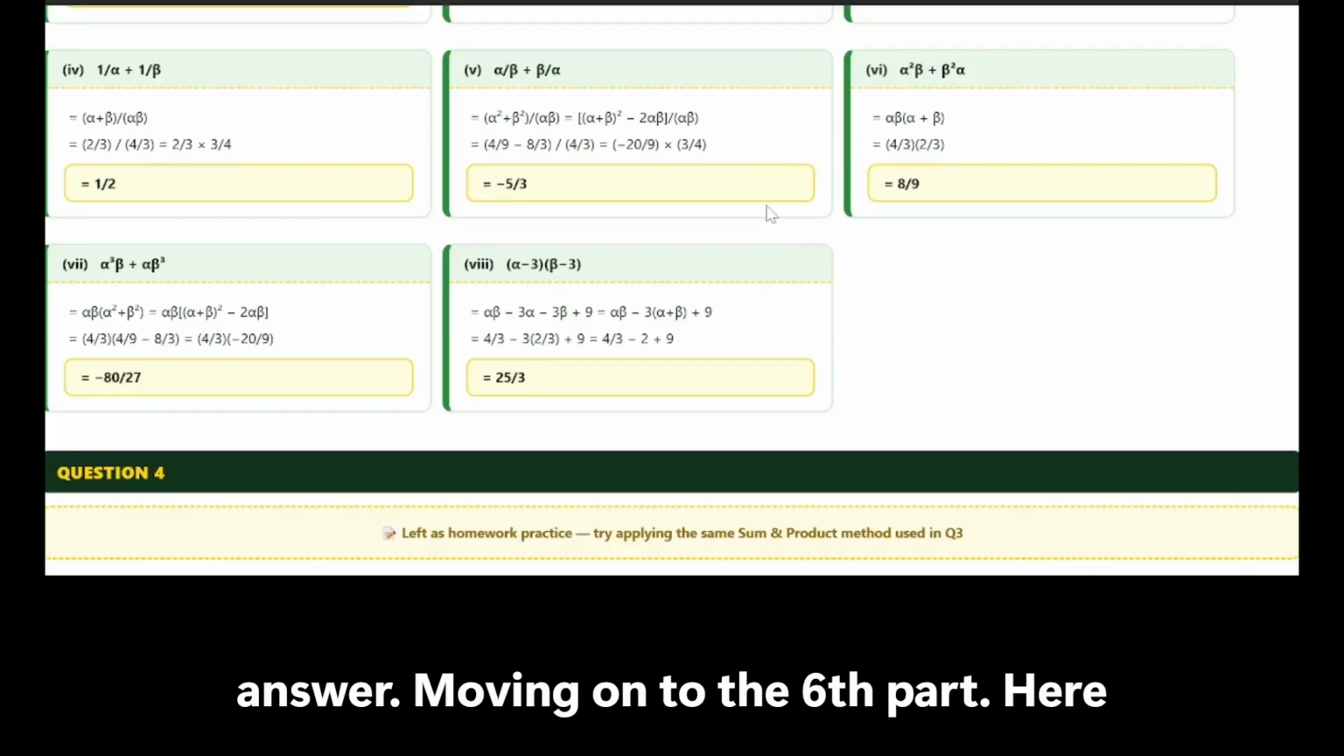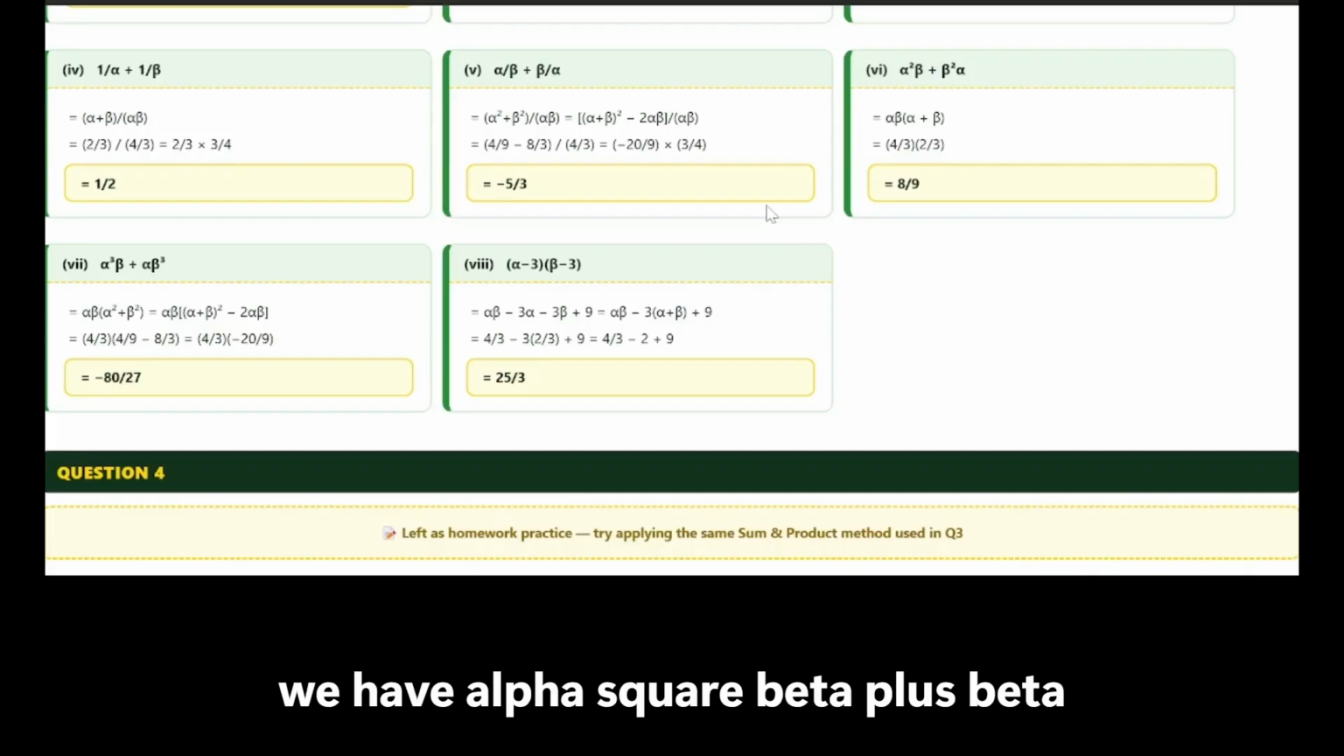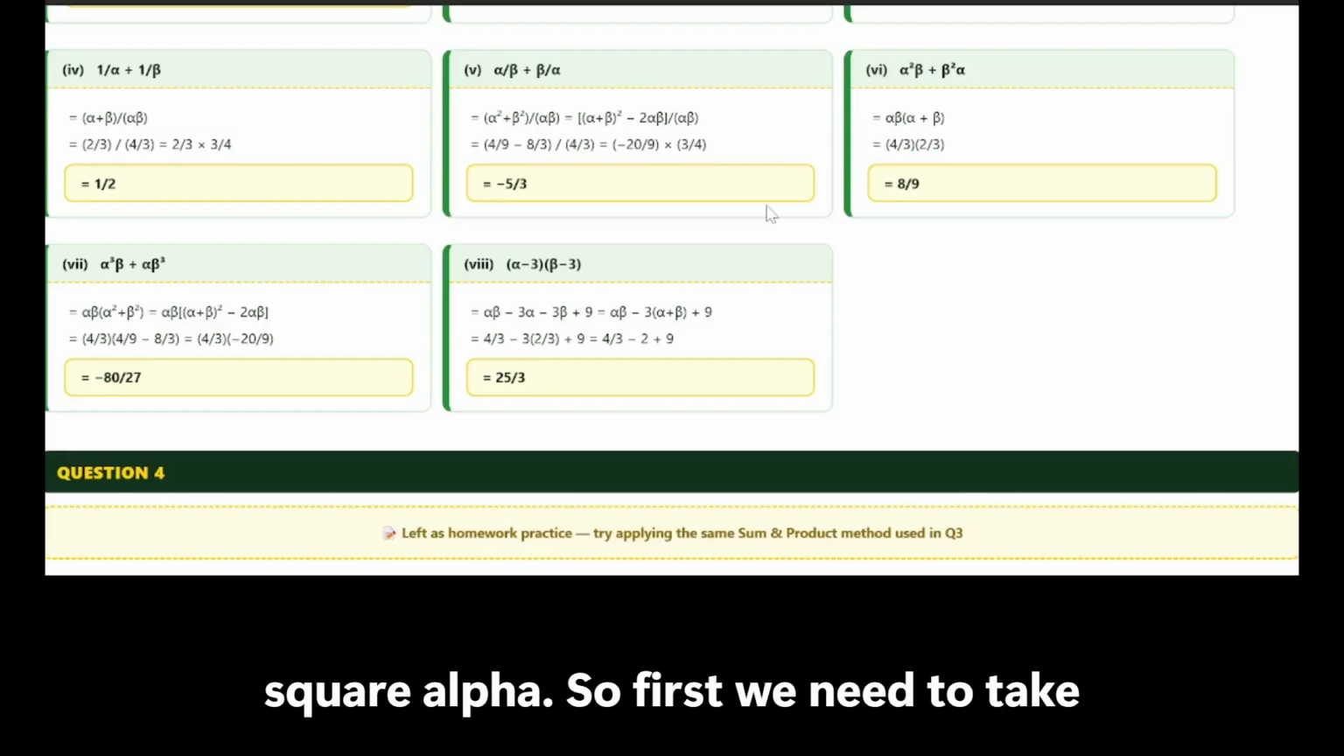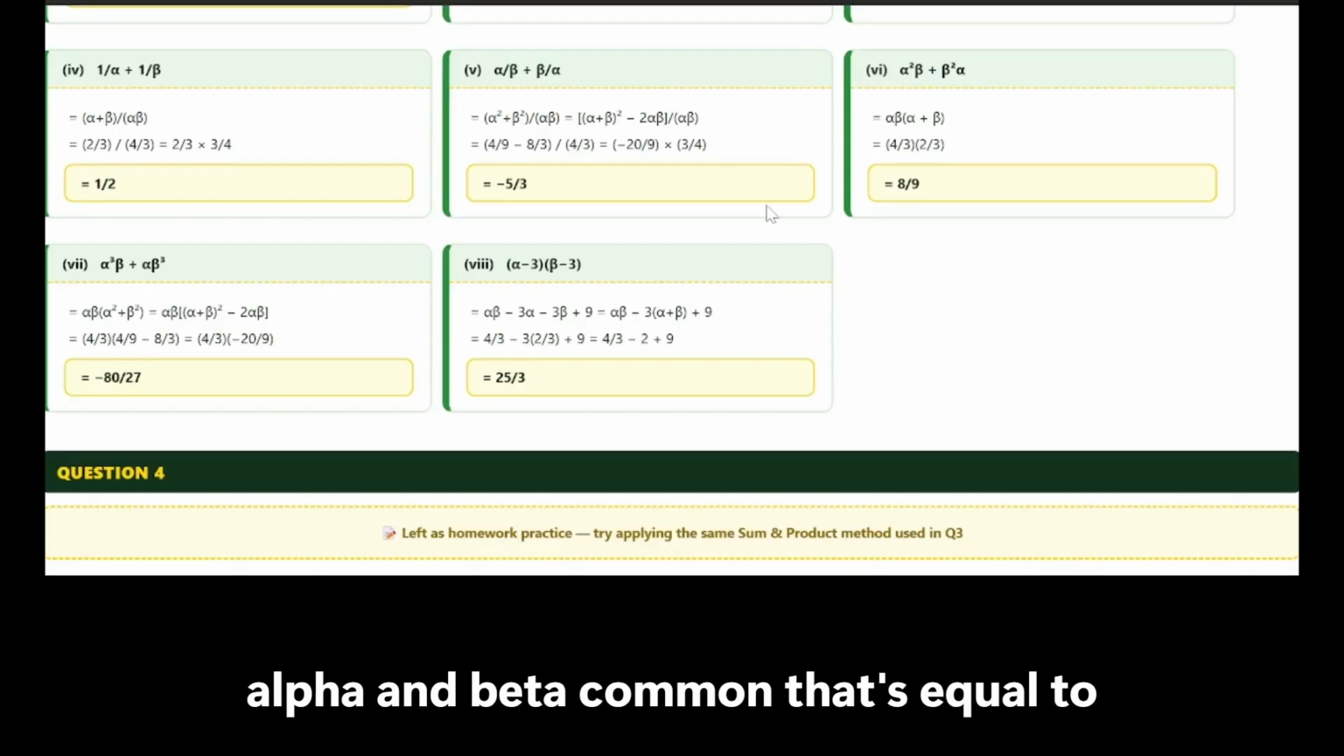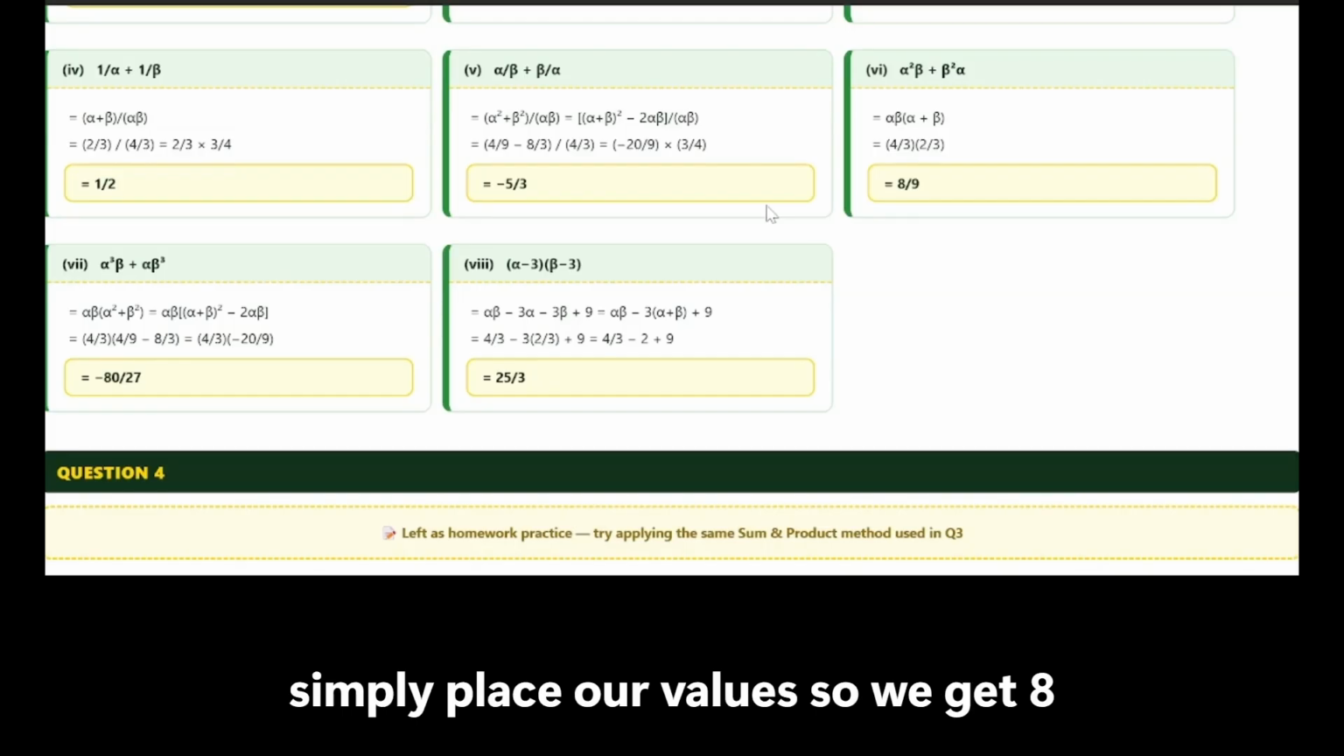Moving on to the sixth part, here we have alpha square beta plus beta square alpha. So first we need to take alpha and beta common. That's equal to alpha beta into alpha plus beta. Now we will simply place our values. So we get 8 over 9.